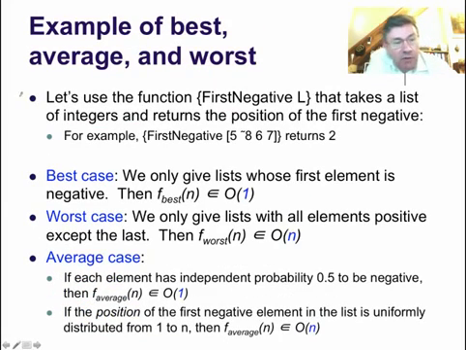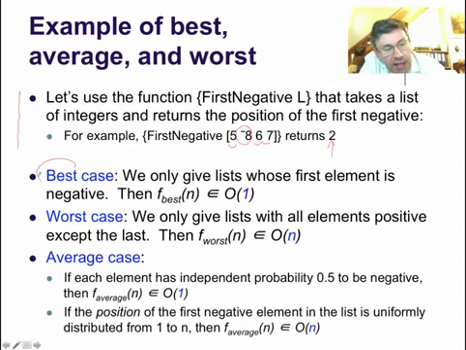Here's another example. Let's take the function first negative of L. It takes a list of n integers, L, and it returns the position of the first negative integer it finds. For example, if we give it the list 5, minus 8, 6, 7, it returns the position of the minus 8, which is the second element, so it returns 2. Notice that the minus sign in Oz is represented by a tilde symbol.